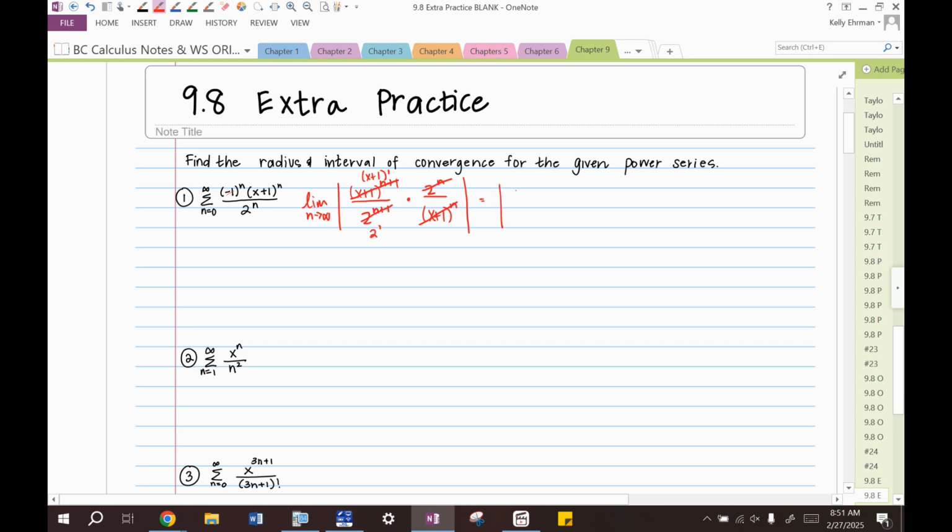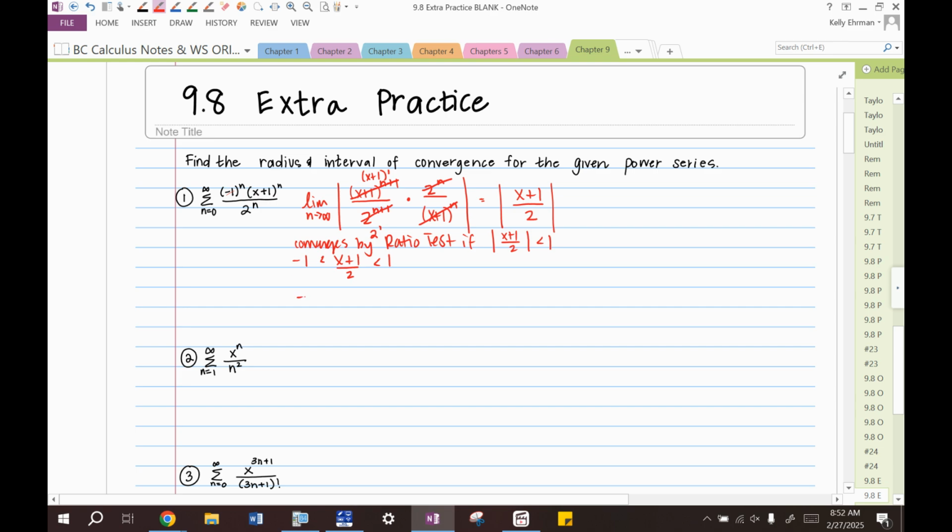So this just comes down to x plus 1 on top and 2 on the bottom. There are no n's left here. So this series will converge by the ratio test if this expression in its absolute value remains less than 1. And that means that we can set this expression to fall between negative 1 and 1. So let's solve this for x.